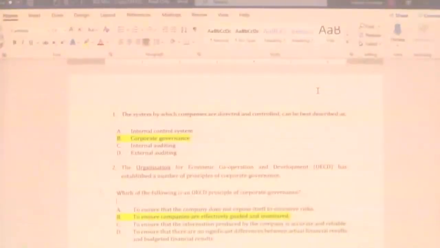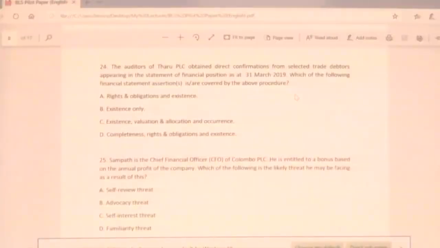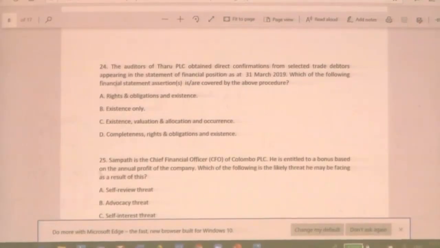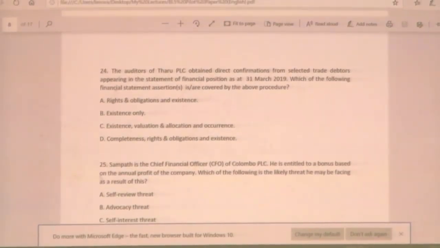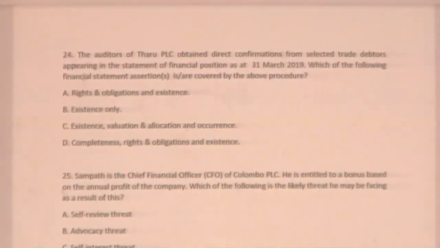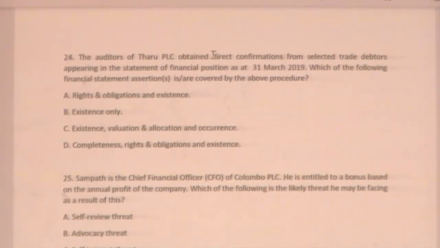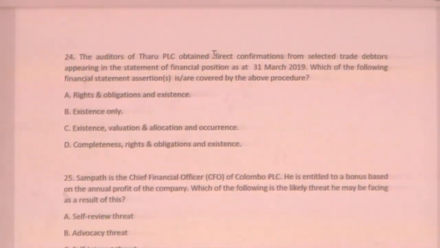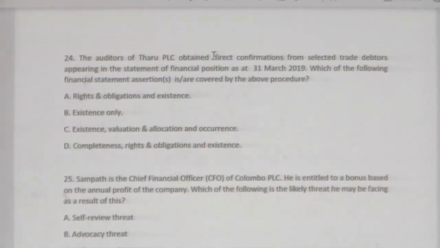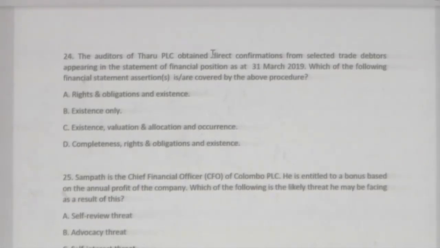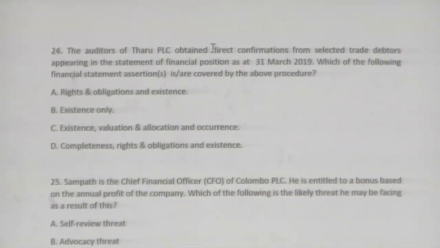Now if I go back to the question paper, this question, I said this is an important question, we stop there. The assertion: the auditor of Tharu PLC obtained a direct confirmation. This direct confirmation is an external confirmation we are sending to the debtor. Say for example the balance is 100,000, we are writing a letter, the auditor is getting the company to write a letter, please confirm whether the balance is 100,000. The debtor will say yes, it is 100,000.